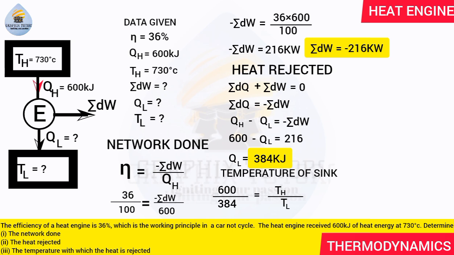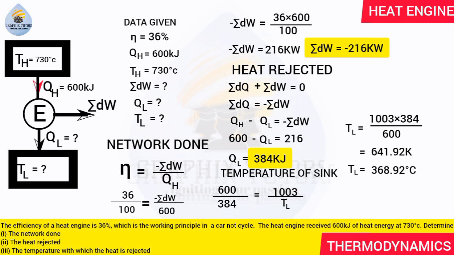We're going to convert it to Kelvin, so TH will be 730 plus 273, and that will give us 1003 all over TL. So if I cross multiply, my TL will give me 1003 multiplied by 384 all over 600. So my TL will now give me 641.92 Kelvin. So if you convert to degrees Celsius, you subtract 273, and you'll be having TL equals 368.92 degrees Celsius. So that is what we have.